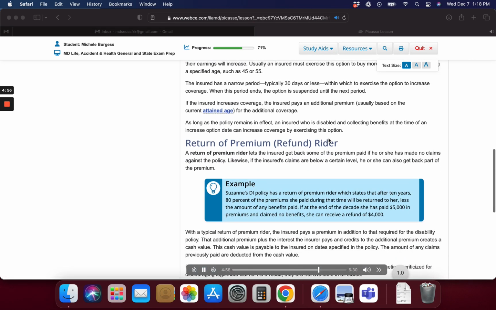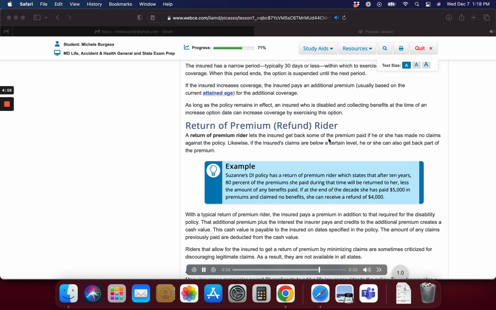That additional premium plus the interest the insurer pays and credits to the additional premium creates a cash value. This cash value is payable to the insured on dates specified in the policy. The amount of any claims previously paid are deducted from the cash value. Riders that allow for the insured to get a return of premium by minimizing claims are sometimes criticized for discouraging legitimate claims. As a result, they are not available in all states.